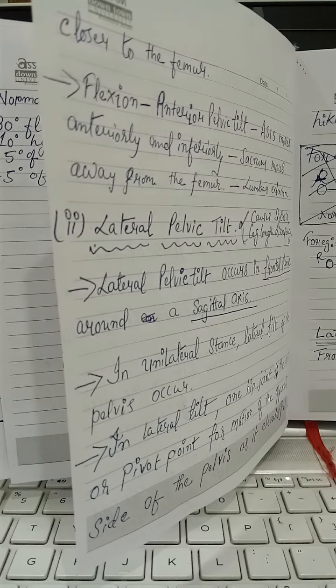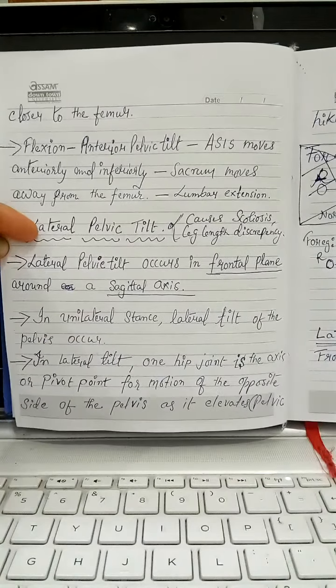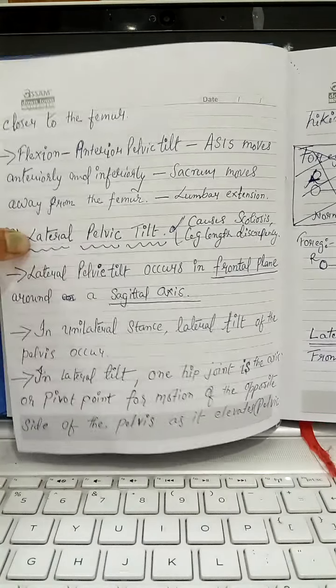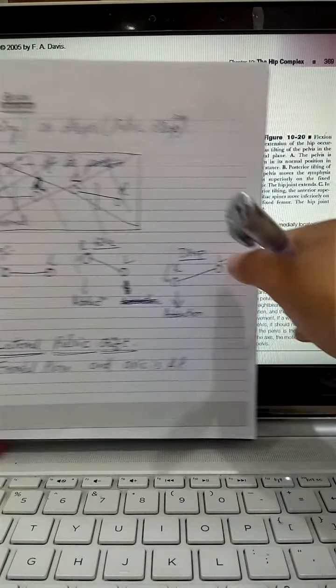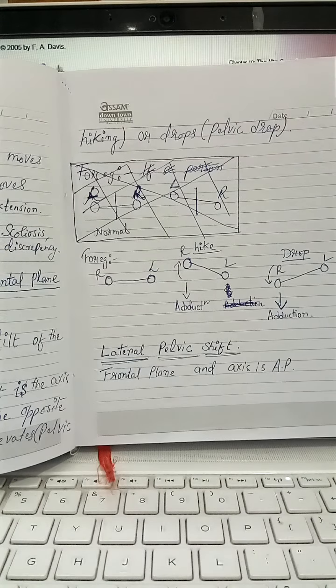Okay, so this is lateral pelvic tilt, and it always occurs in the frontal plane around the sagittal axis. Okay, now next is lateral pelvic shift. Now what is the difference between lateral pelvic tilt and lateral pelvic shift?